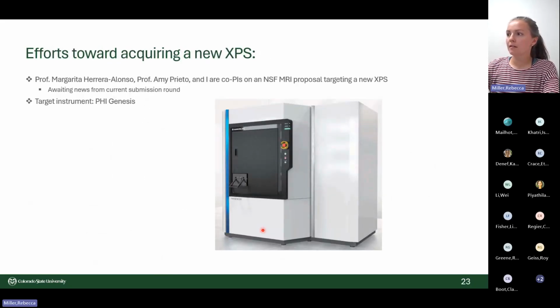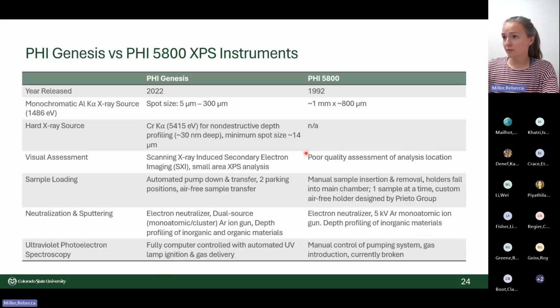Lastly, I wanted to go over a few bits of our efforts to get a new XPS here at CSU. We have twice submitted to the NSF MRI, and we're still waiting for news on the current submission round. We're targeting a Phi Genesis, pictured here. It's the same company, but 30 years newer. Our current XPS was first released in '92. The Genesis was released just 2 years ago.